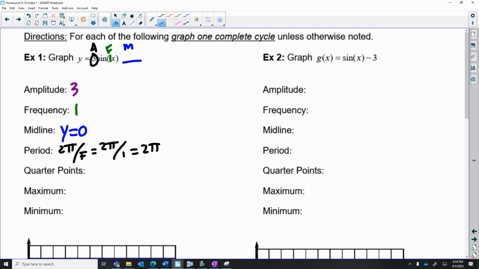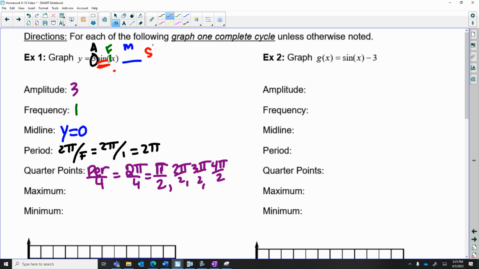And to get the quarter points, we're going to do period divided by 4. So 2 pi is the period. 2 pi divided by 4 equals pi over 2. This means that we're going to be counting by multiples of pi over 2. We're going to be counting 1 pi over 2, 2 pi over 2, 3 pi over 2, 4 pi over 2. And notice I'm writing 4 of them because they're going to be 4 quarters. Now notice this is a sine curve, so sine is going to start at the midline, and it's a positive sine curve, so it's going to go up first.